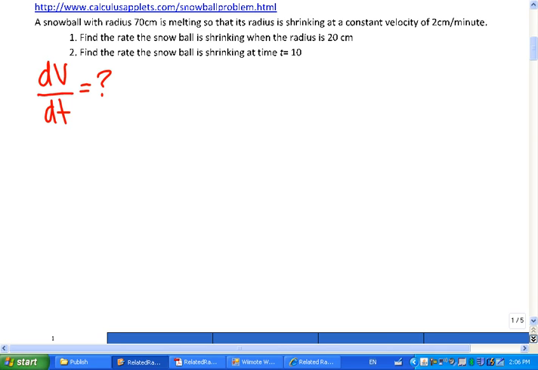So how do we relate volume to radius with a sphere? Does anybody know the formula for a volume of a sphere? Ah, resourceful. Nobody knew it in first block. That's correct. Okay, so the volume is 4/3 pi r cubed.